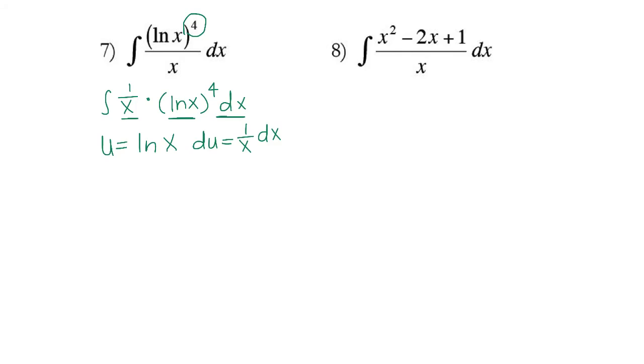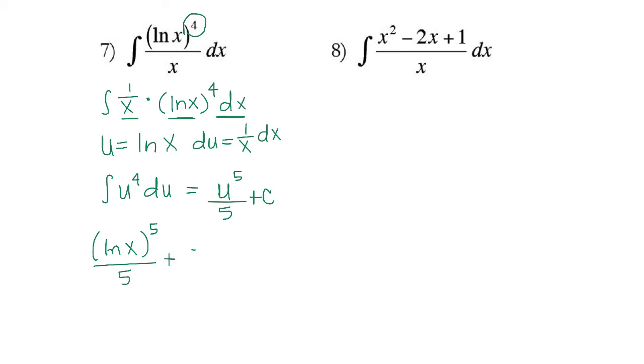And so really this problem is just a matter of integrating u to the fourth du, which is going to give us u to the fifth over 5 plus c, and then we do need to go back and fill in what u was to begin with. So we're going to have the natural log of x all raised to the fifth over 5, or 1/5 times this, plus c.